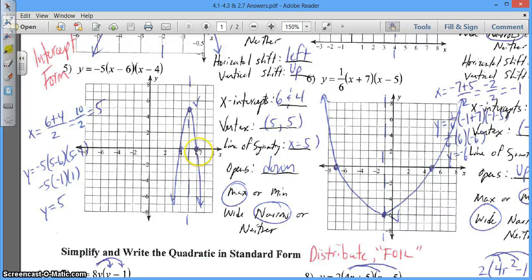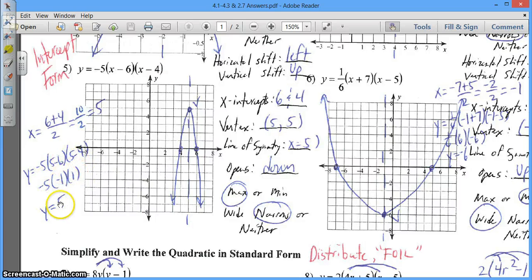So I went and plotted those x-intercepts. It's where they cross the x-axis. Now, the number that is right in between there is 5. That would be the x of our vertex and our line of symmetry. Or what else we could do to find that x of a vertex is add your x-intercepts together. So 6 plus 4 and divide it by 2. We'd get 5. So now to find the y of the vertex, we plug 5 into the original equation. That's what I did here.